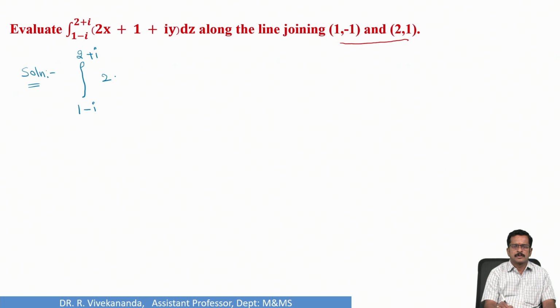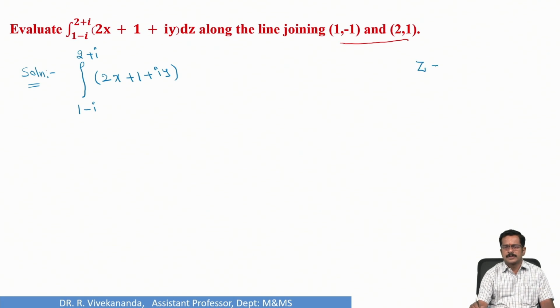2x plus 1 plus iy into dz. I already said in the previous sum, z equals x plus iy, dz equals dx plus i dy. So I am taking here dx plus i dy.